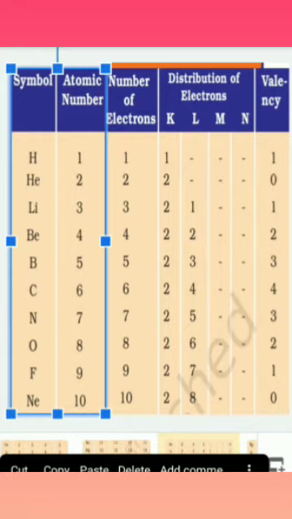Boron atomic number 5, number of electrons 5, K shell 2, L shell 3, so valency 3. Carbon valency 4. Nitrogen: the outermost electrons are 5. If more than 4, we have to subtract from 8. So valency is 8 minus 5 equal to 3. Oxygen: distribution of 8 electrons, K shell 2, L shell 6. So we subtract from 8: 8 minus 6 equal to 2. And fluorine has outermost electrons 7. We subtract from 8: 8 minus 7 is equal to 1. And neon, 8 minus 8, we get 0.